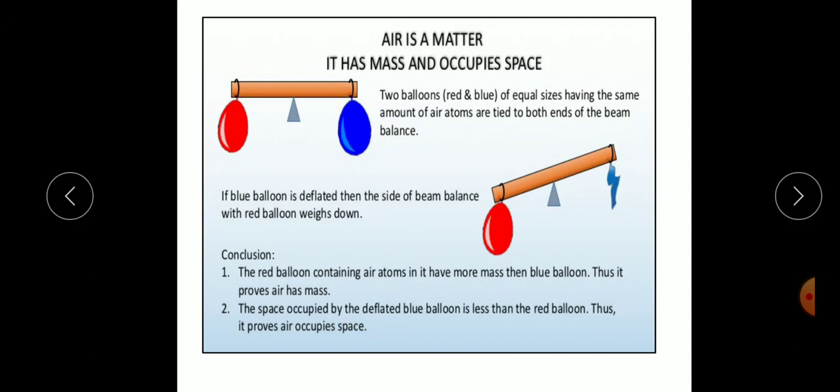The space occupied by the deflated blue balloon is less than that of the red balloon. Thus it proves air occupies space. The two air-filled balloons balanced each other. The balloon with more air drops down as the mass is not balanced equally, that is, the red balloon goes downwards as it has a greater mass due to the presence of air in it. This shows that air has mass and it occupies space.